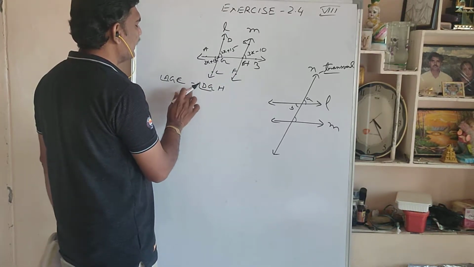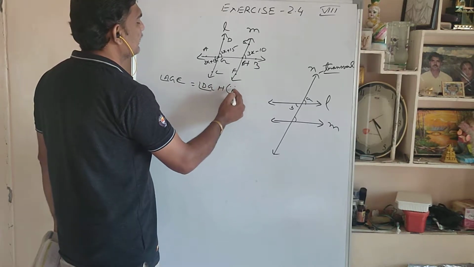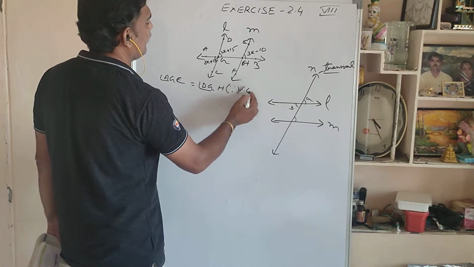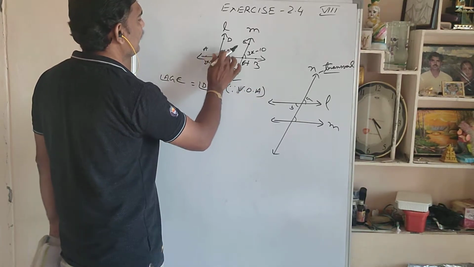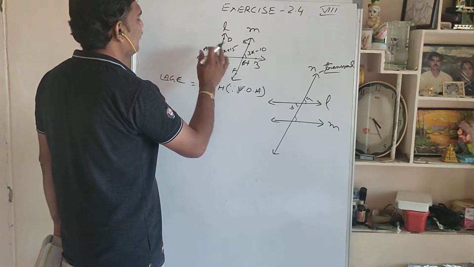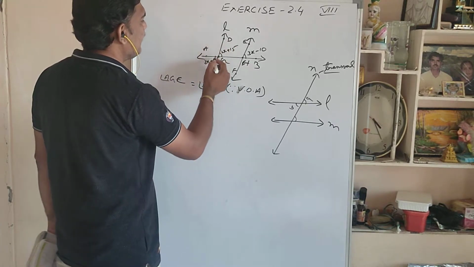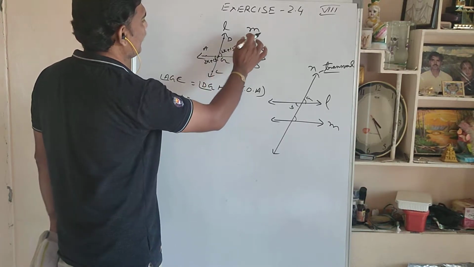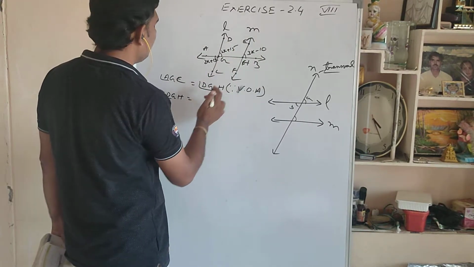What are these two angles? Why did I put equal to here? Since they are vertically opposite angles. These two angles are vertically opposite angles. Next, what can you write? Angle DGH is equal to angle EHB.